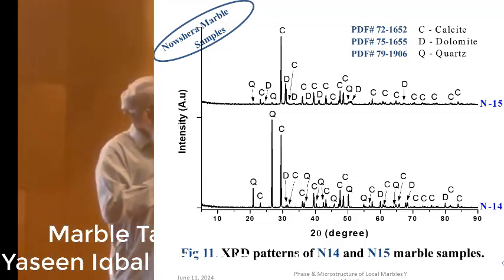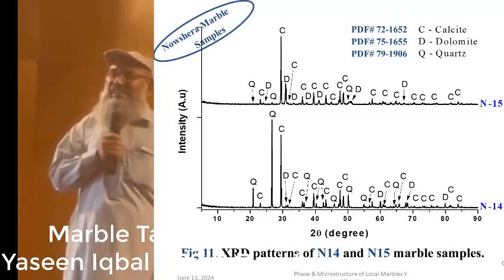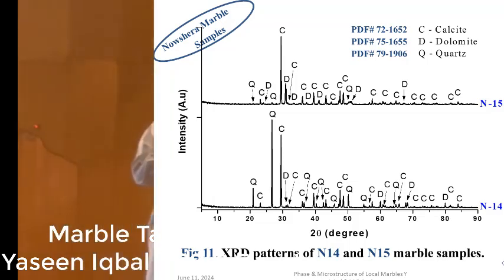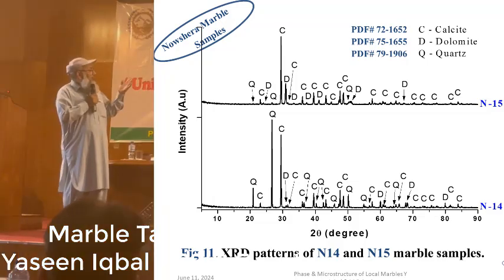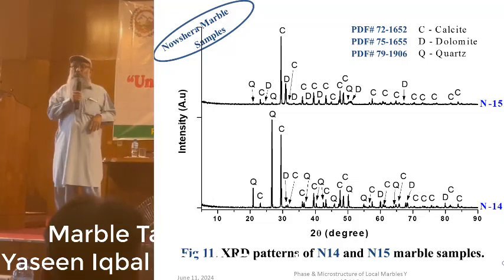This is XRD of B6 marble. Again, when I say B6, this means it's Guner marble. When I say N, it is Naushera marble. When I say S, this is Sawabi marble, and Sawabi marble from Tarakur Bando, it is there. It contains dolomite and calcite. This is the Naushera marble, which contains calcite, dolomite and quartz.